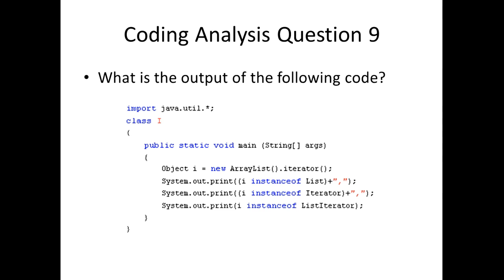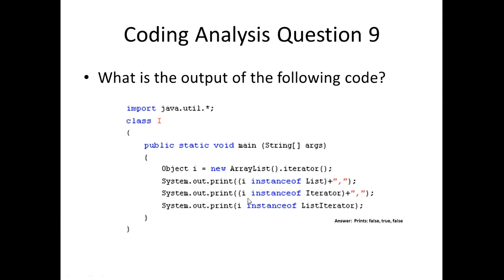All right, now that you're back, we're going to walk through this. The first thing that we have here is a main method, public static void main. Inside we have a new object, which is set equal to new ArrayList dot iterator. If you've looked through this code, we're basically just printing out the Boolean evaluation of this: i instanceof List, i instanceof Iterator, and i instanceof ListIterator. So this should be pretty simple.